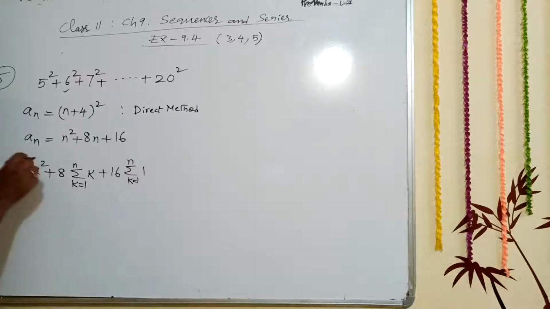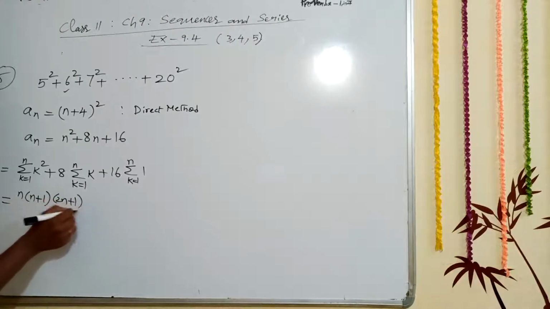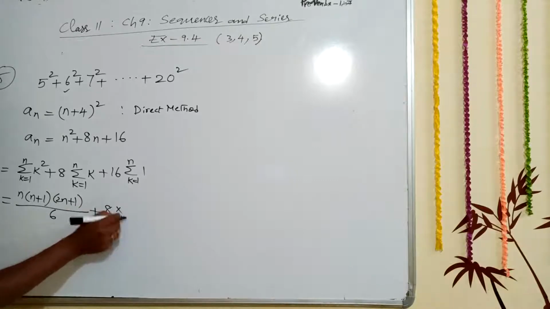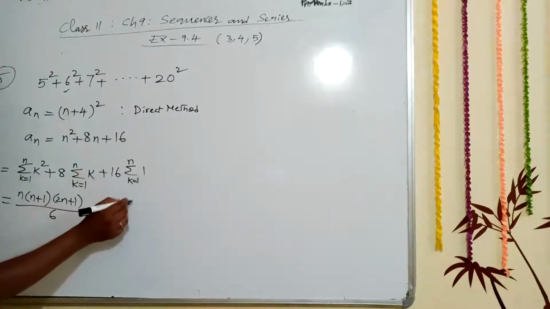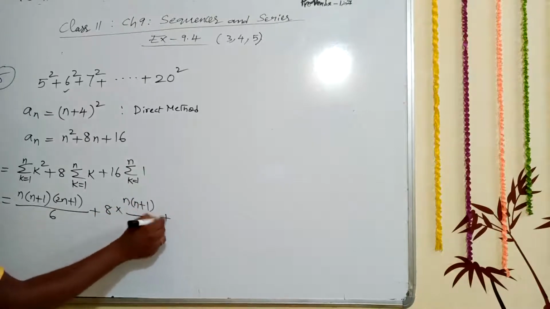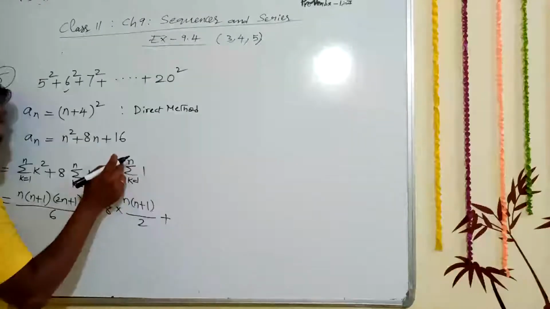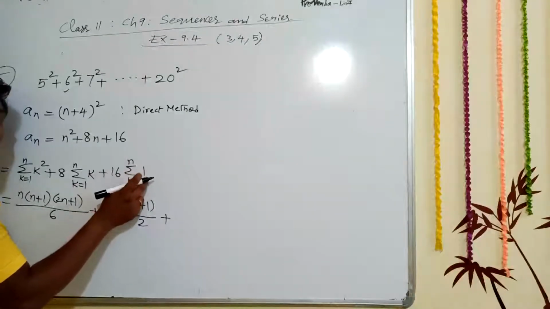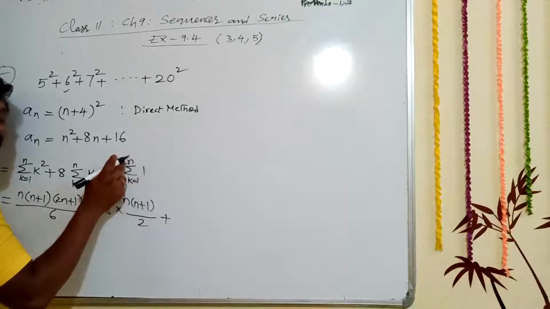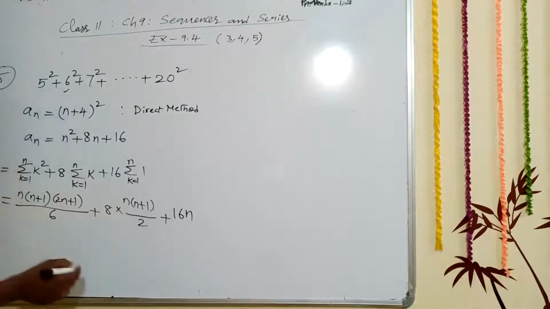So just substitute those. For k² you know the formula: n(n+1)(2n+1)/6, plus 8 times n(n+1)/2 for k, plus 16 for the last one. And you know that for k from 1 to n, 1 is added n number of times, so you get n. So that's 16n. Now let us see cancellations.